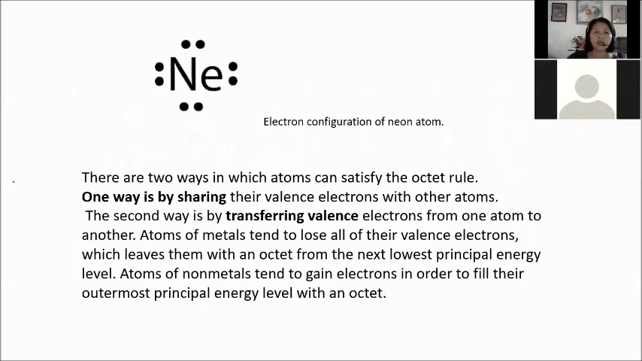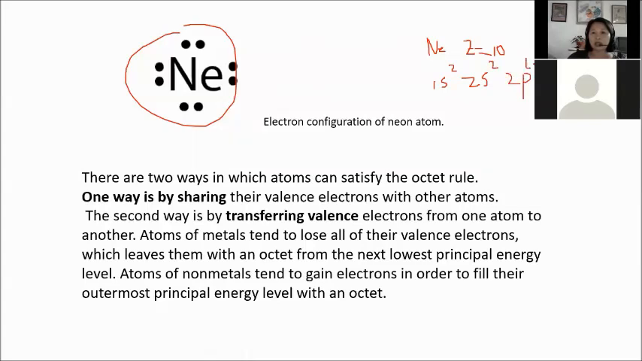Okay, so configuration of neon. So neon has atomic number of 10. So, pag configuration natin yan, electron configuration 1s2, 2s2, and 2p6. So, as you can see, kompleto yung 8.